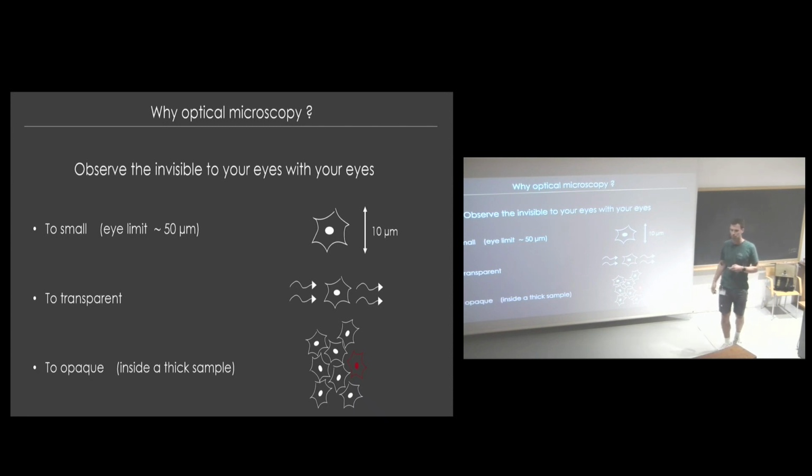Also, cells are quite transparent. So in transmission, the light-cell interaction is too small, and so basically you will see nothing. But sometimes when you want to target a cell which is embedded into other cells, now the cells are too opaque. And so you want a microscope to be able to observe the cells which will be small, which can be transparent, or can be inside an opaque medium.